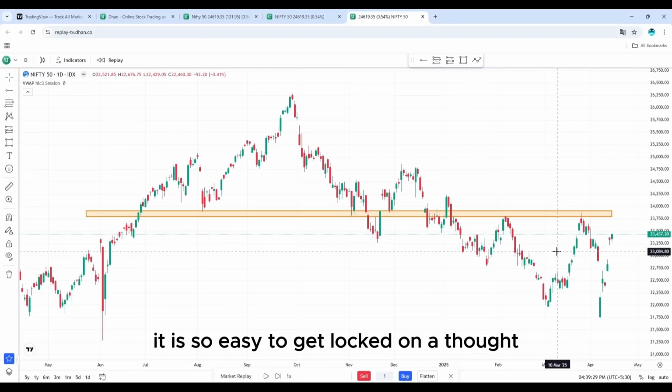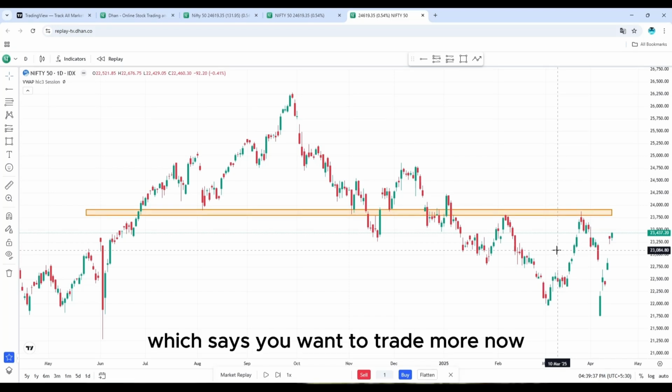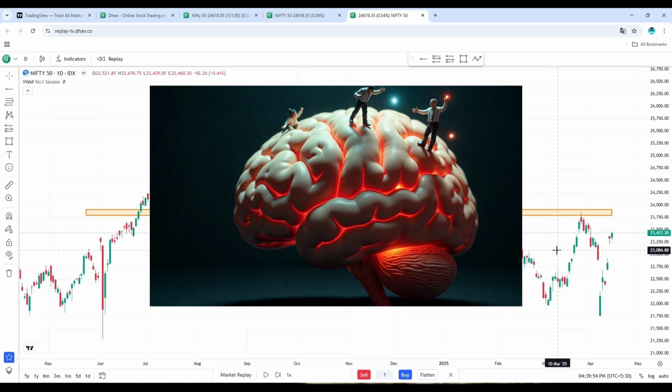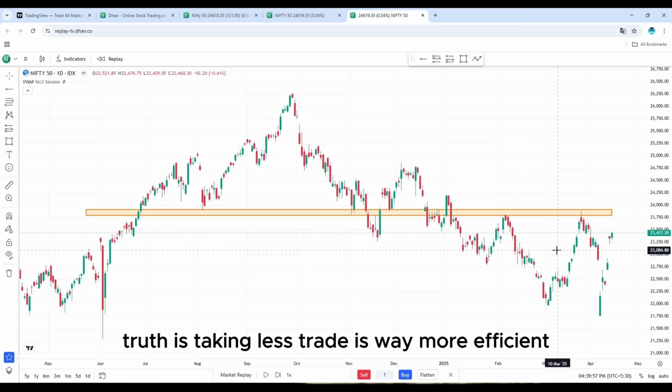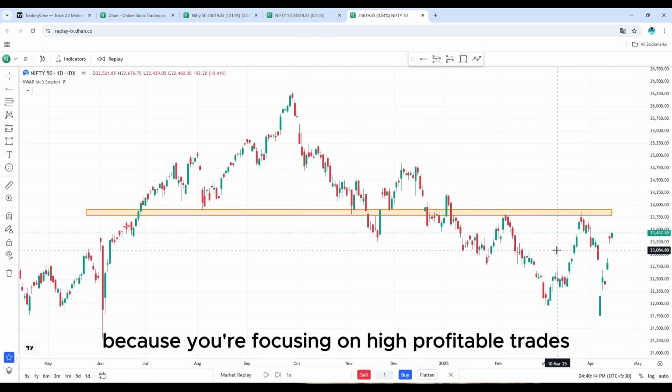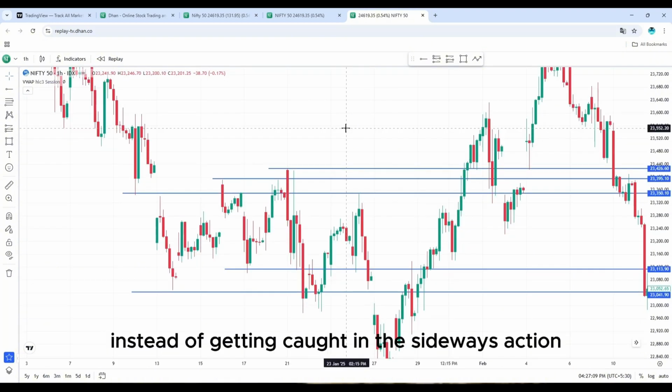It's so easy to get locked on a thought which says you want to trade more right now, but that's a lie, guys. I don't know why our brains play these tricks on us sometimes. The truth is taking fewer trades is way more efficient because you are focusing on highly profitable trades instead of getting caught in the sideways action.